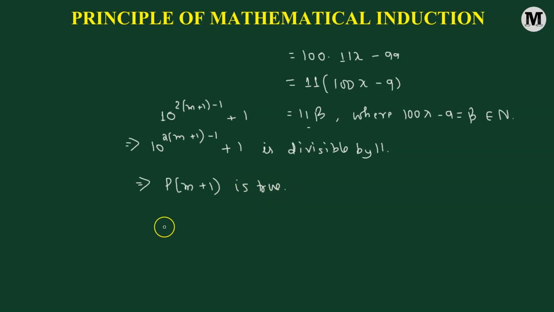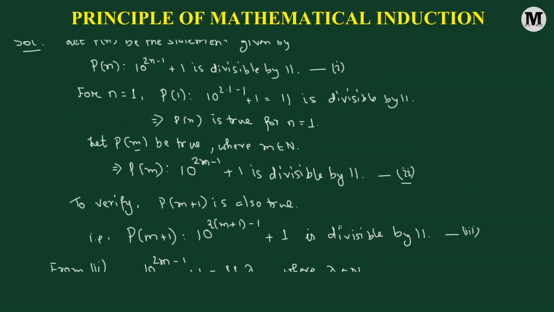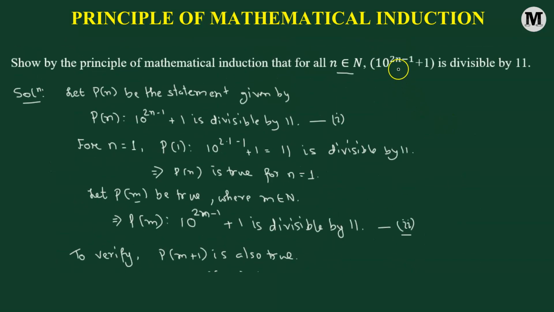Now if this is a true statement, now we can generalize this. Now we can generalize this and say that p of n is true. This is a true statement for all values of n belonging to the set of natural numbers n. Yes, so we have successfully verified that 10 raised to the power of 2n minus 1 plus 1, this expression is divisible by 11 by using the principle of mathematical induction.